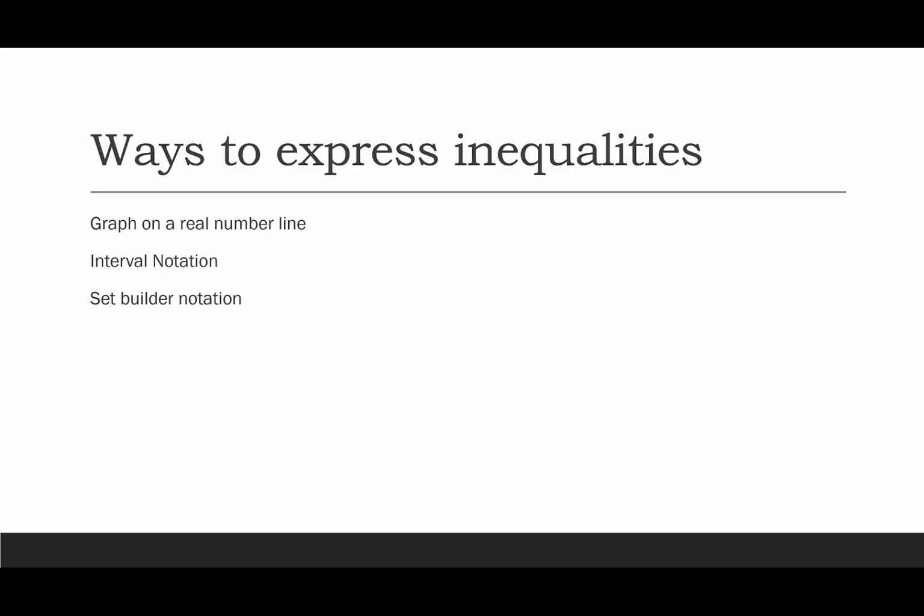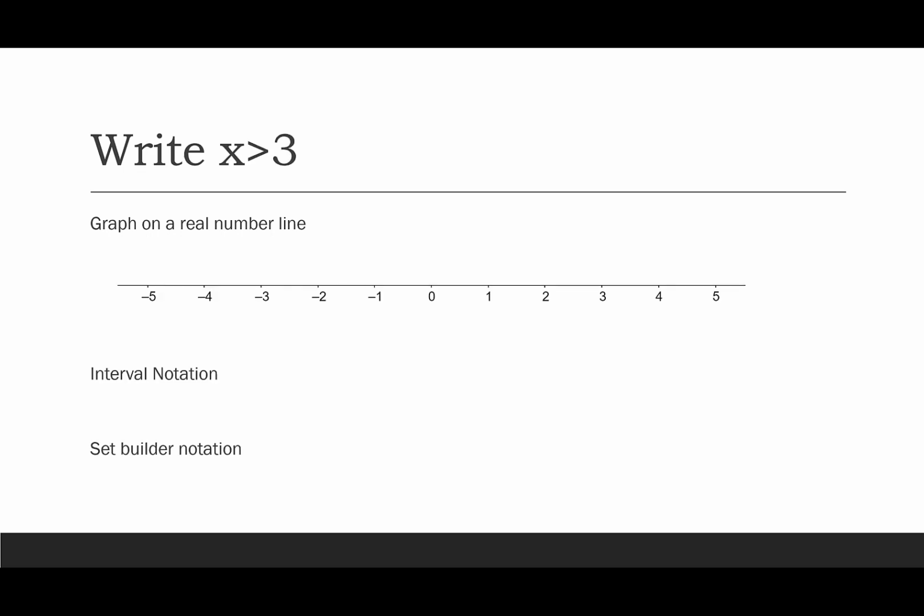So hopefully you see there are a lot of different ways to express inequalities. We can graph them on a number line, we can write them in interval notation, and we can also use set builder notation. So let's look at some examples to show you how we would write them. Let's start with x is greater than 3. I'm going to start by graphing it on the real number line. So greater than 3, I'm going to go to 3, open circle, and then I'm going to go to the right, so I will shade that in. As an interval, I have an open parenthesis, I have 3, comma, infinity. In set builder notation, I would write the set of all x such that x is greater than 3.